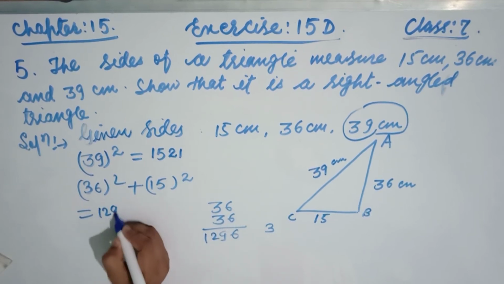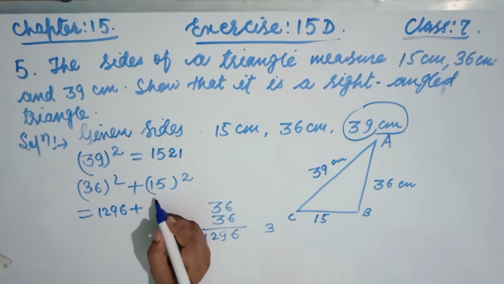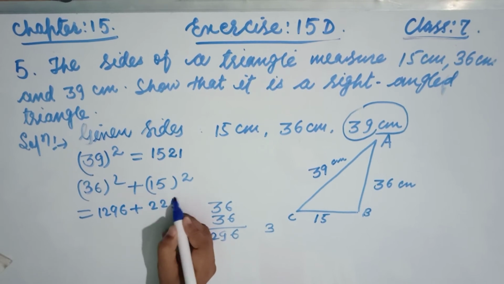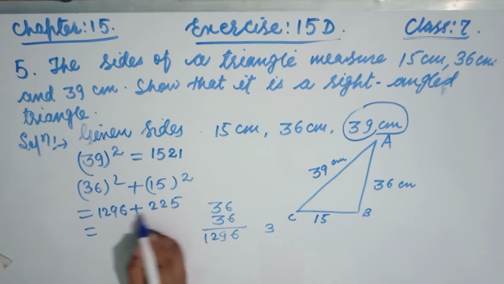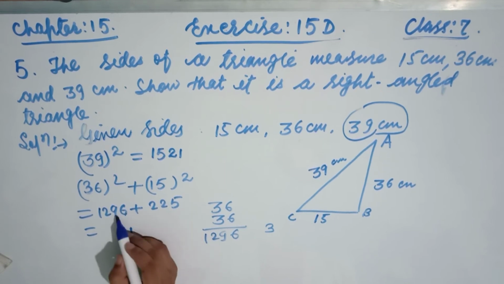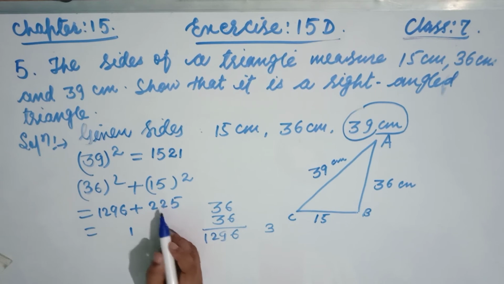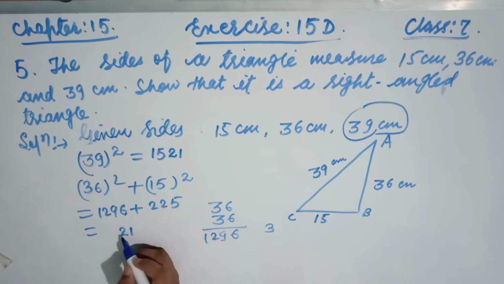This is 12, 96, friends, plus 15 multiplied by 15, this is 225. Now, friends, add their values. This is 6 plus 5 is 11, 1 is carried, 9 plus 2 is 11, plus 1 is 12, 1 is carried. So 1 is carried, friends, 2 and 2 is 4, this is 1 5, and this is 1.